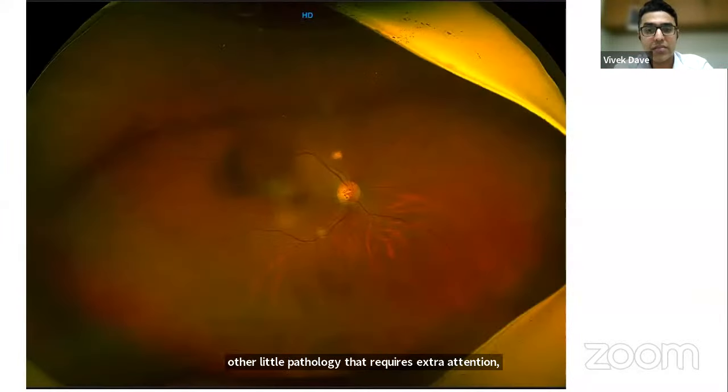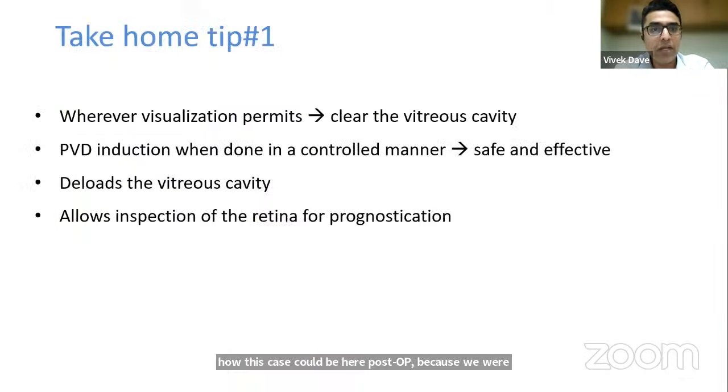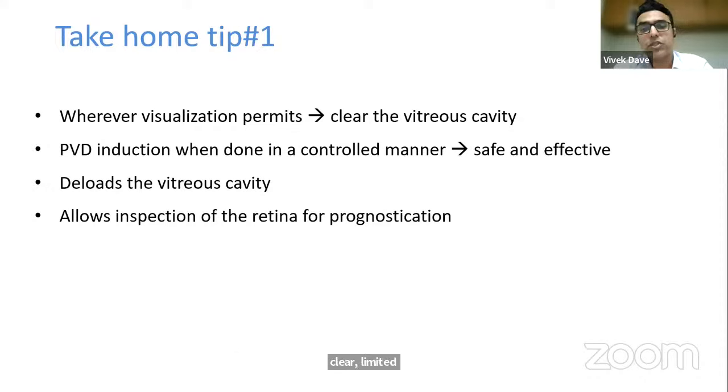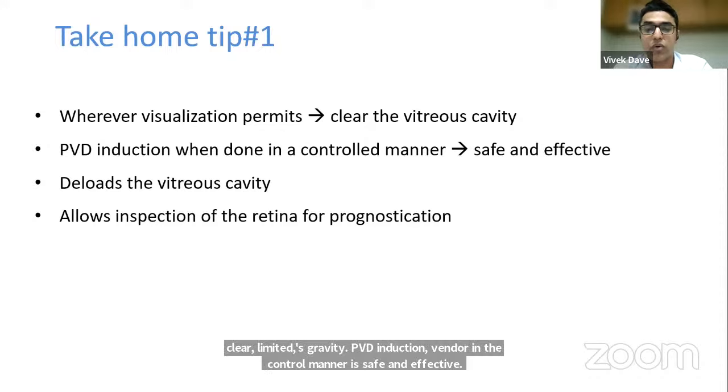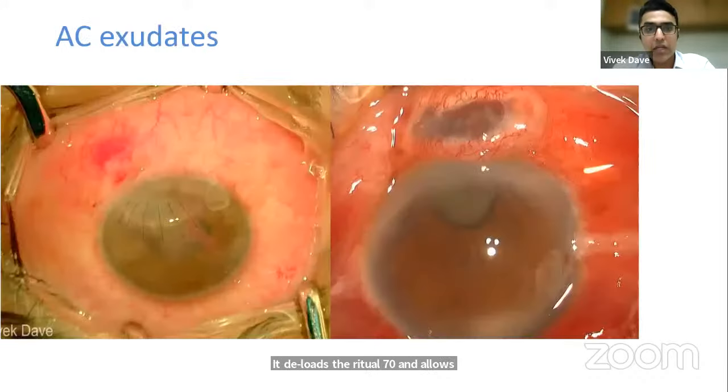So this is how this case behaved post-op because we were able to do a good PVD. We achieved a good clearance and everything settled well. So tip one, wherever visualization permits, clear the vitreous cavity. PVD induction when done in a controlled manner is safe and effective. It deloads the vitreous cavity and allows inspection of the retina on table, which gives you a good prognostication.